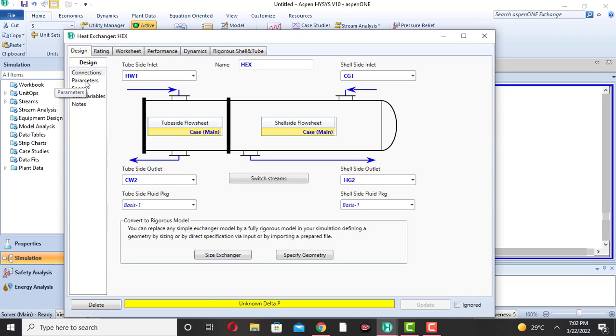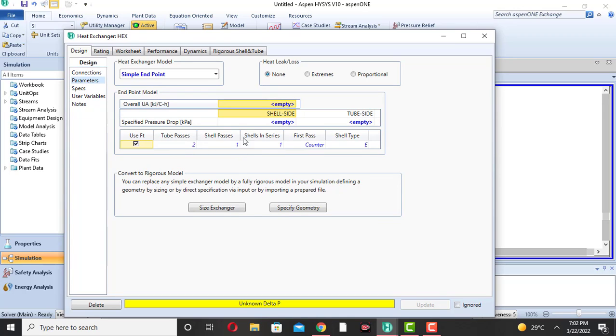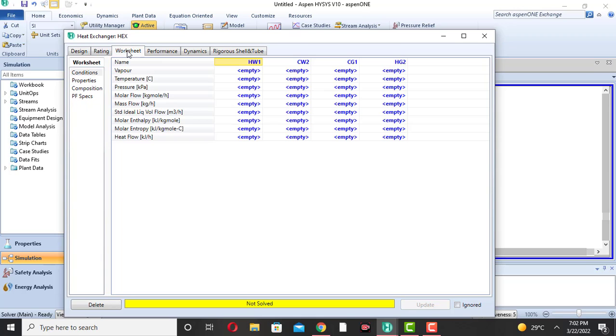So click on the specification. This is the specified pressure drop. Shell side pressure drop is 0. There is no pressure drop in the shell and tube side of this shell and tube heat exchanger. So this is 0, 0. Now come to the worksheet environment.